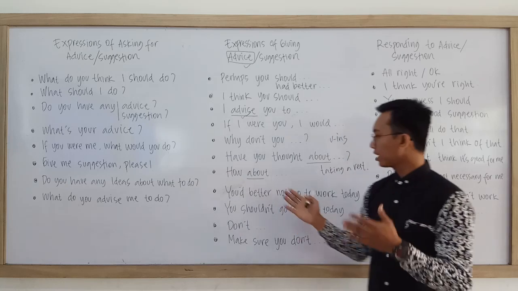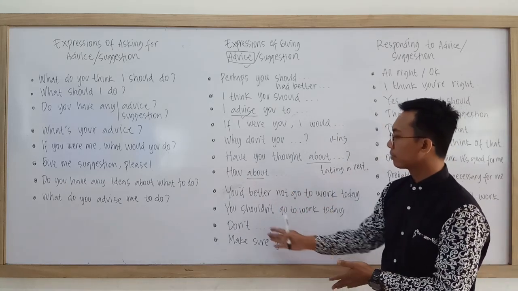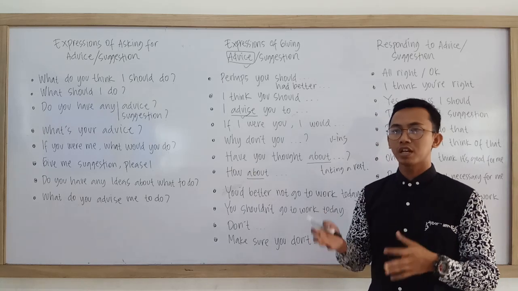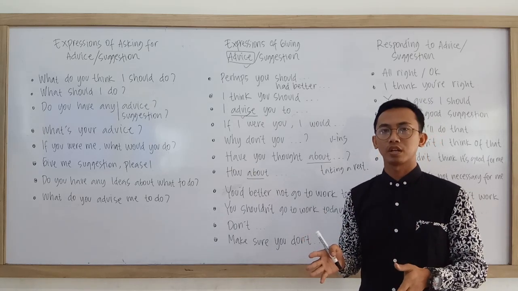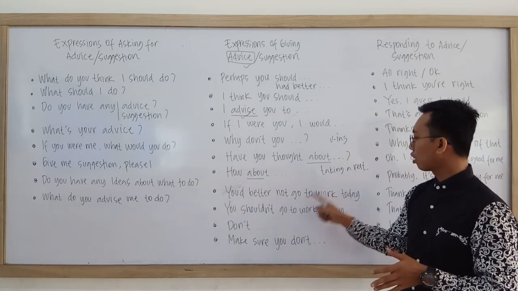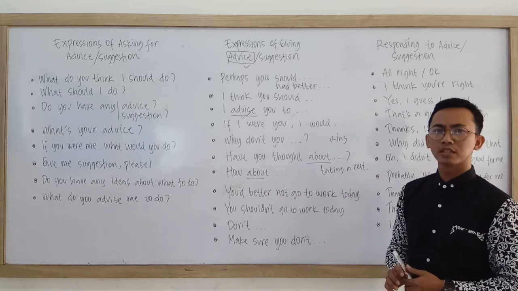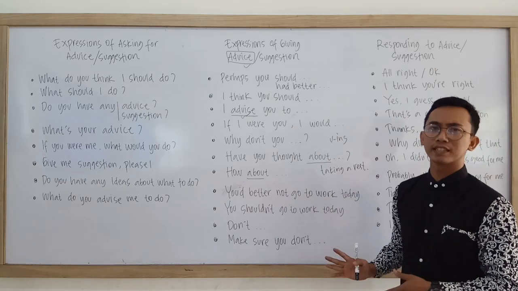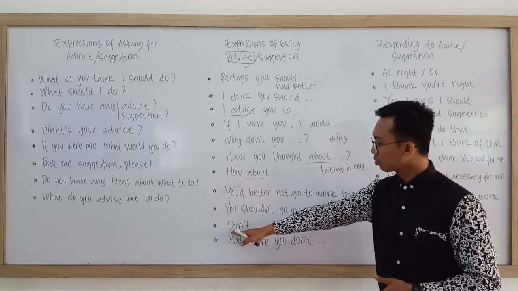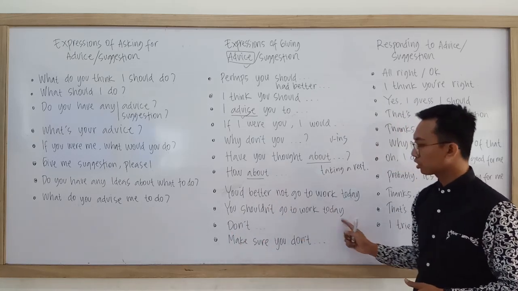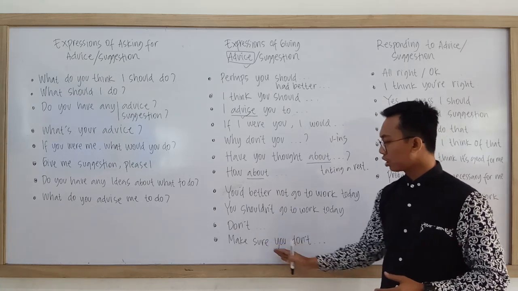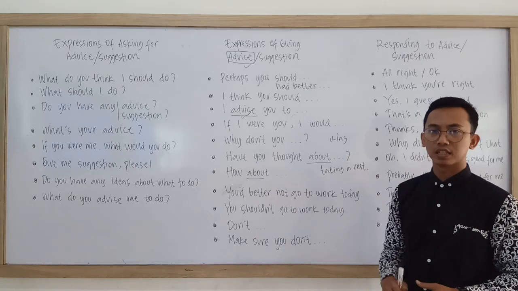And then the next one is quite different. This is a warning. Sometimes we give a supportive suggestion, or sometimes we prohibit someone from doing something. You'd better not go to work today. This is advice. And then you shouldn't go to work today. Or you may use this kind of expression, don't go to work today. You may continue the sentence to make it complete. And the last one, make sure you don't go to work today. Just make it complete.